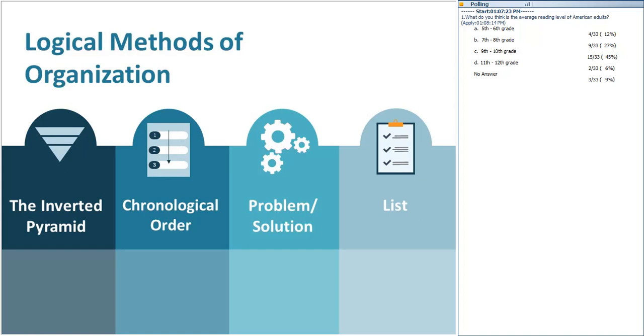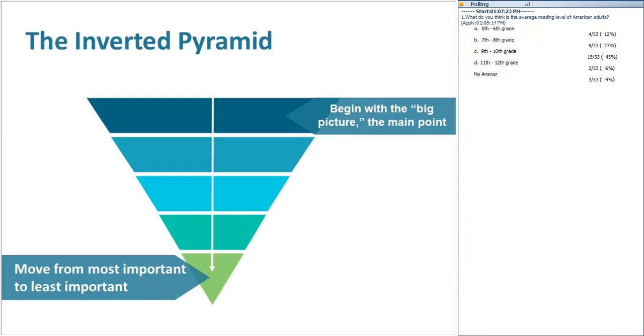Now let's begin with the inverted pyramid method of organization. Now, one method that works well for a lot of people is called the inverted pyramid. In this approach, you begin with the big picture, using one sentence that sums up what you want your readers to know. Then you present additional information in order from the most important to the least important.